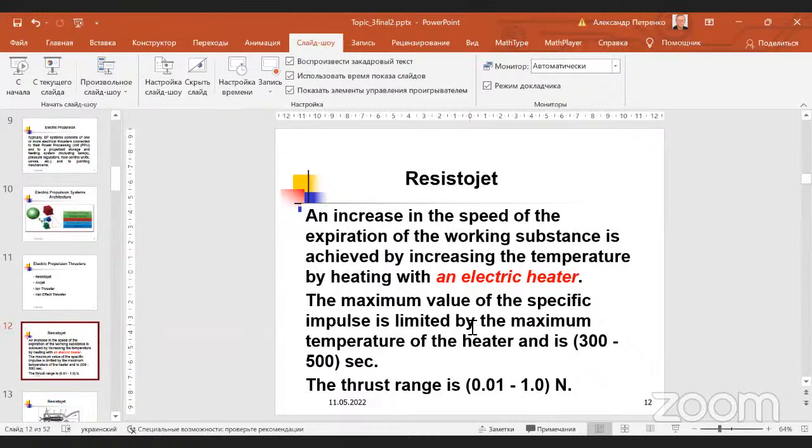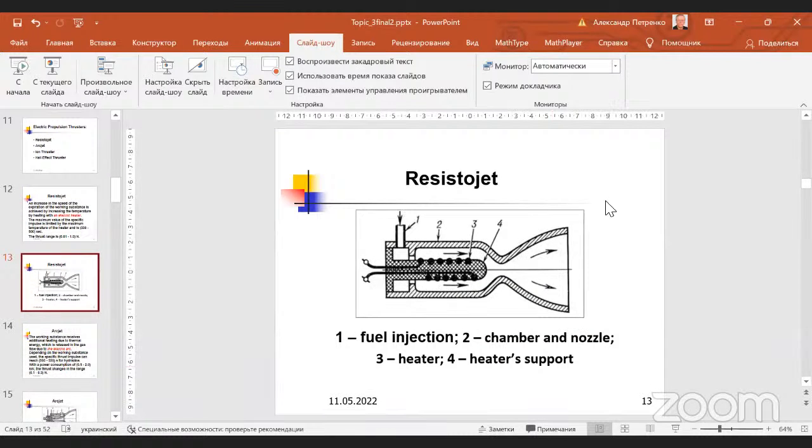In the resistojet, the increase in the exhaust speed of the working substance is achieved by increasing the temperature by heating with an electric heater. The maximum value of specific impulse is limited by the maximum temperature of the heater and is about 300, 400 seconds. And the thrust level of such a thruster is presented here, from 10 millinewton to 1 newton.